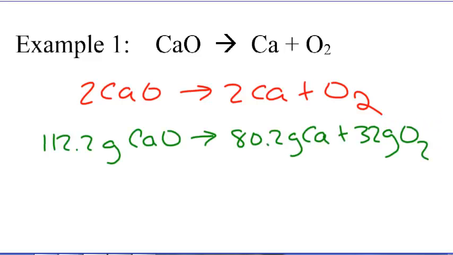My final answer, when I write it out in the equation form: 112.2 grams of calcium oxide yields 80.2 grams of calcium plus 32 grams of oxygen. Again, to prove the law of conservation of mass, the 112.2 on the reactant side is equal to 80.2 plus 32, the total mass of the products. So I've shown the law of conservation of mass by showing that the mass I start with in my reactants is equal to the total mass that I end with in my products.